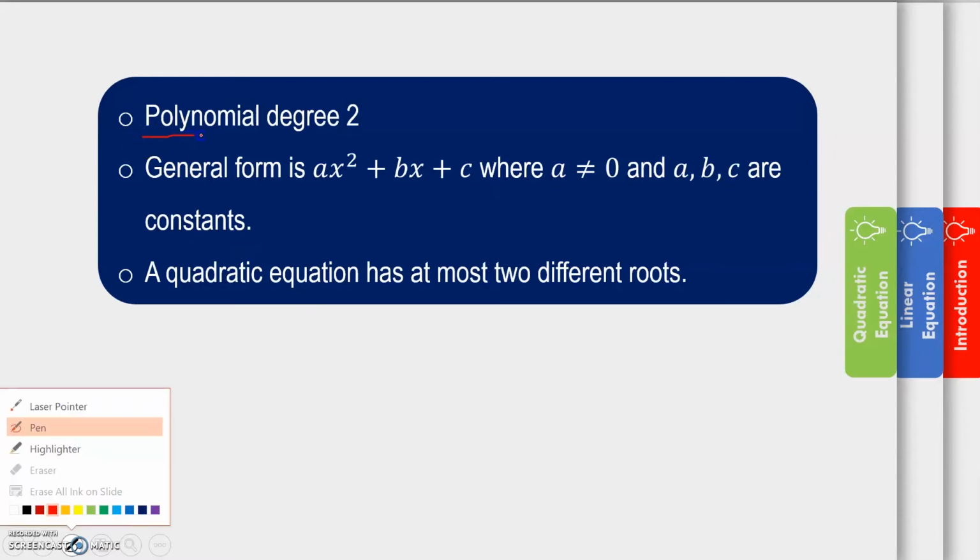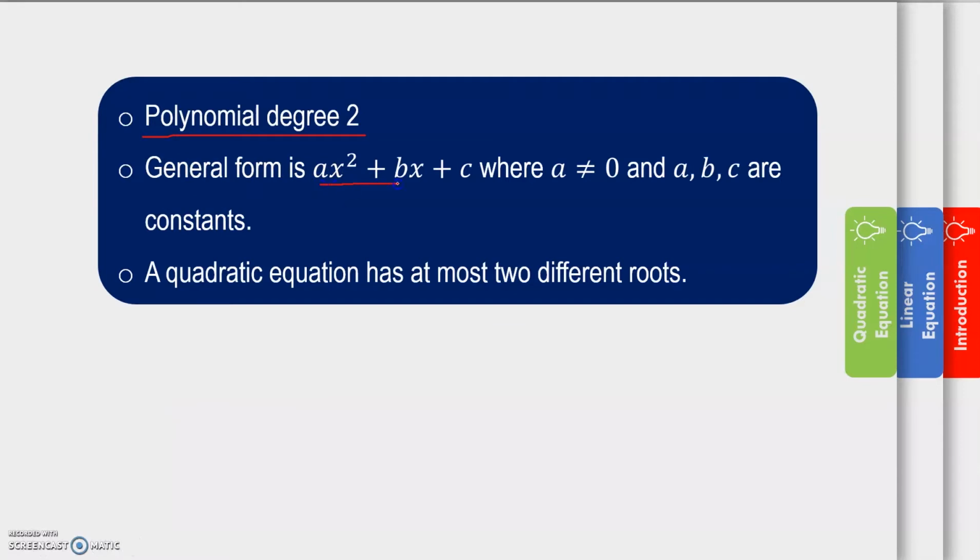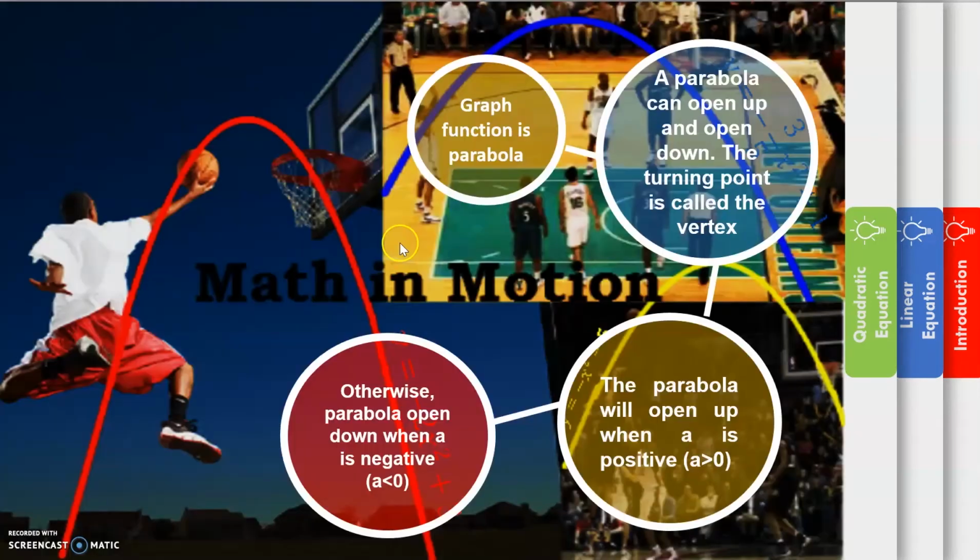A quadratic equation is a polynomial of degree 2. It has a general form of ax squared plus bx plus c, where a cannot be equal to 0. When a equals 0, it becomes a linear equation. And a, b, and c here are constants. Because the highest degree, or highest power, of a quadratic equation is 2, it has at most 2 different roots. The most important part in this topic is that we need to know how to graph a function.